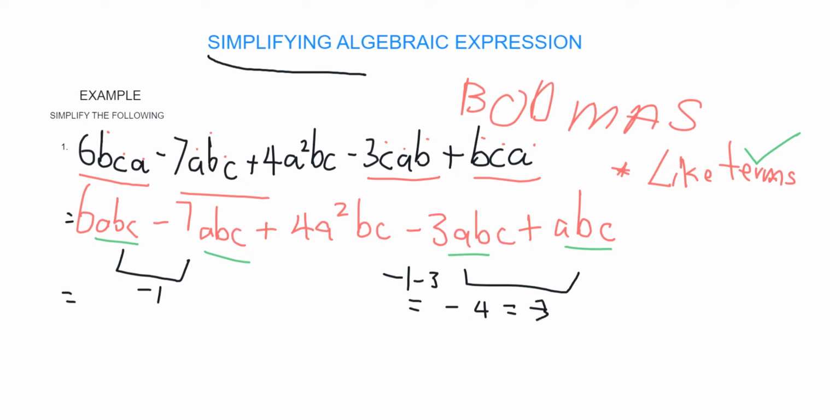So what is going to be our answer? Our answer, therefore, is going to be -3ABC, and then plus 4A squared BC. Why is it so? Remember, because this 4 here doesn't have anything that it is going to partner with, so this is going to be the same as this.